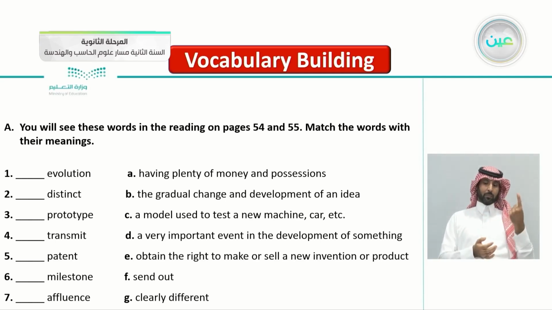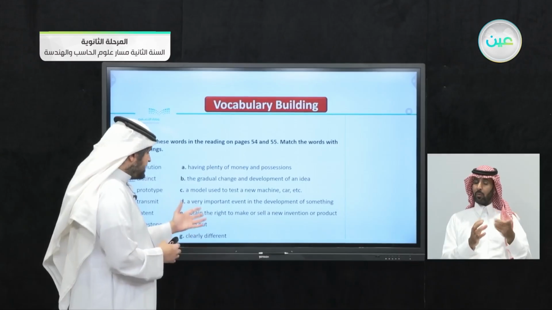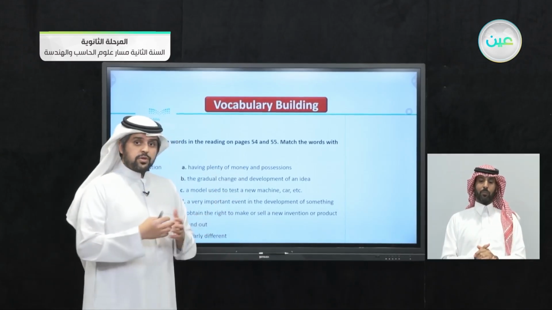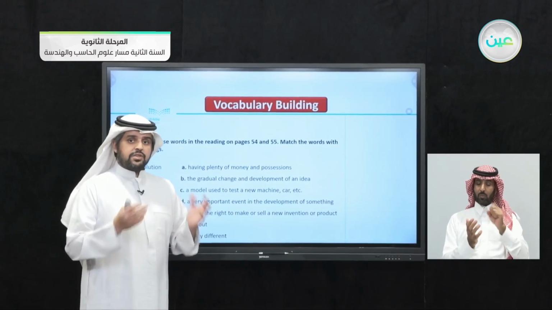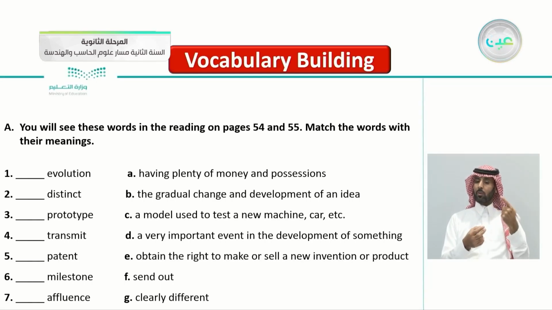So number 1, evolution. Which of these definitions does evolution fit? But before we do that, read the definitions first by yourself so you could tell which is correct. So evolution, is it A or B or C or D, etc.? Evolution. It's the letter B. The gradual change and development of an idea. The gradual means step by step, slowly. If an idea or anything is slowly developing, this is evolution.